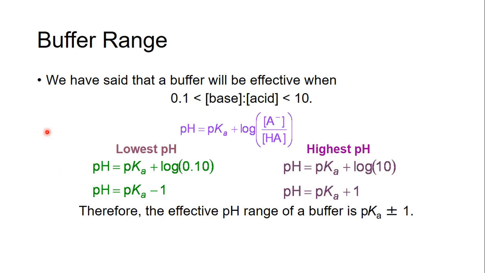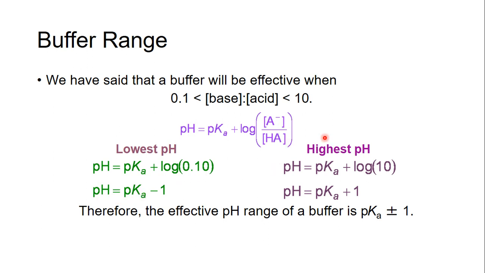So let's look at the buffer range. So we said that a buffer only works when the ratio between base and acid is between 0.1 and 10. Now here's the Henderson-Hasselbalch equation again. pH equals pKa plus log of base divided by acid. So let's actually put in these numbers and see what our pH range is. So let's say we have a ratio of 0.1 to 1, right? So the log of 0.1 is negative 1. So our pH at this range, our minimum range, is pH equals pKa minus 1.